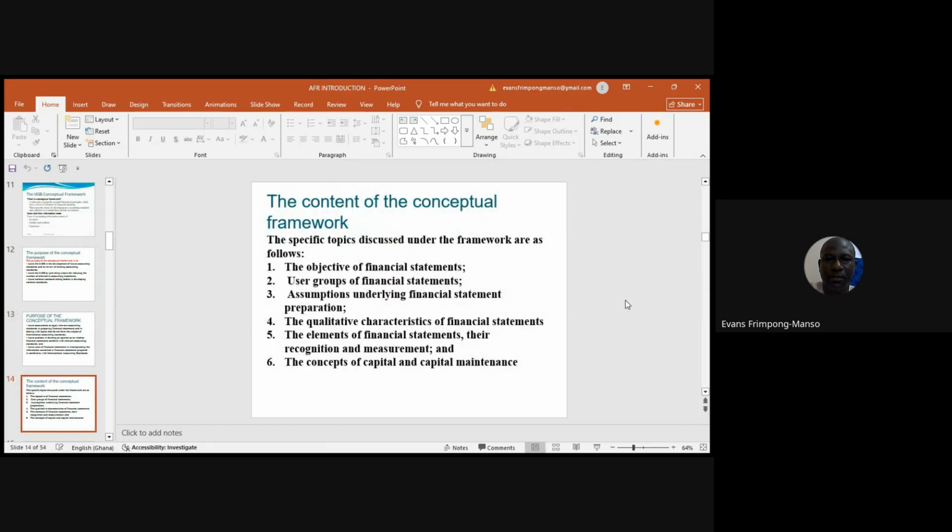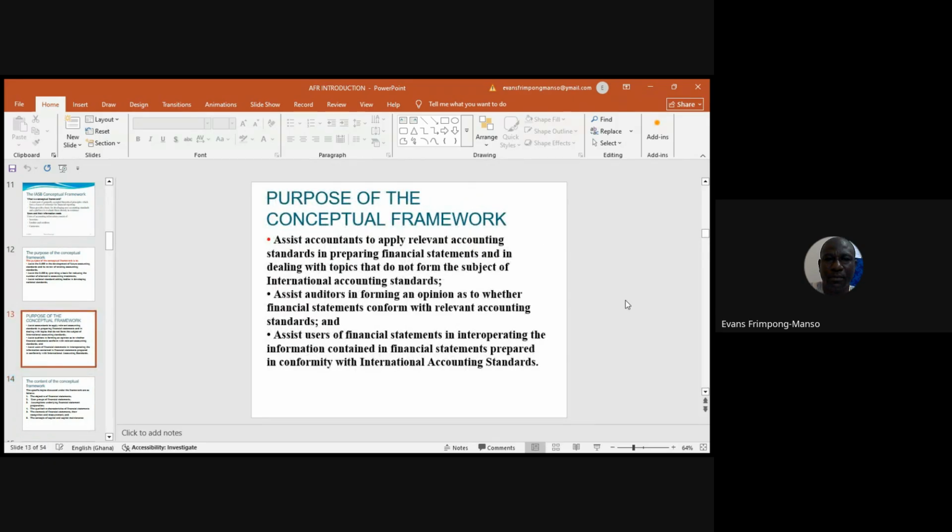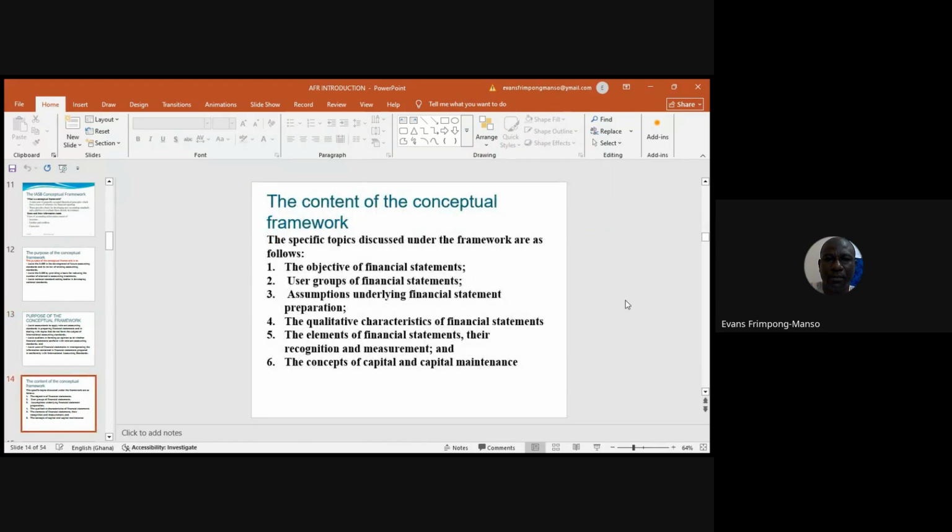So many of them, the purposes of the conceptual framework. You have to note that you'll be called upon one day to account for it. The purpose of the conceptual framework. I told you earlier that the conceptual framework has 6 major parts, and you have to note it very well.